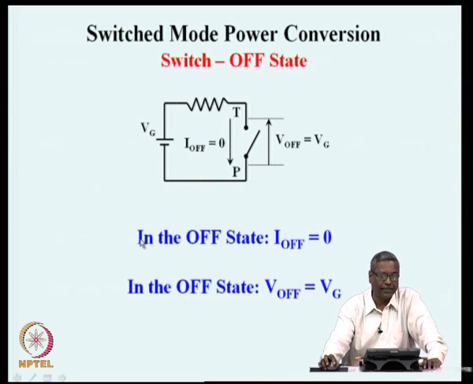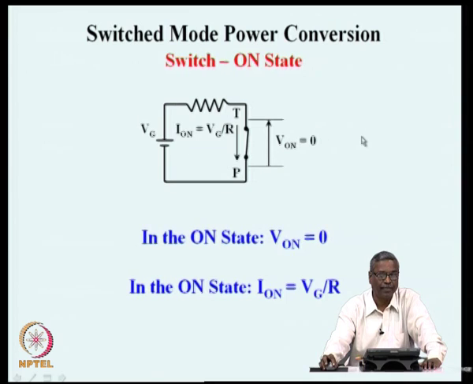So, what we see here is, in the off state, one of the switch variables, the current through the switch, is defined, which is 0, and the other variable of the switch, which is the voltage across the switch, is dependent on the circuit in which the switch is connected. In this particular circuit, Vg is the voltage across the switch in the off state. In the same way, in the on state also, the voltage across the switch is defined to be 0, but the current through the switch depends on the external circuit.